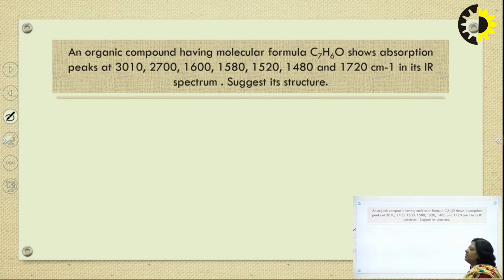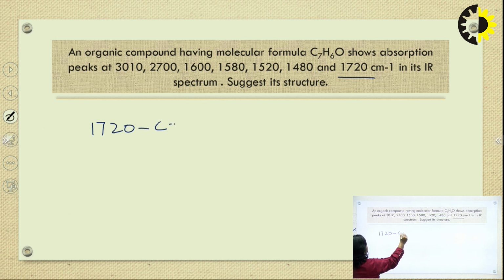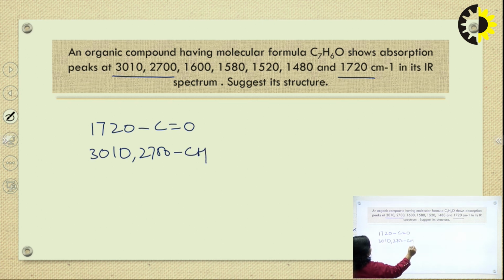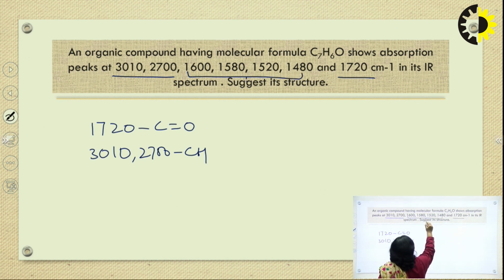How many peaks can we determine now? We know 1720 belongs to C double bond O. We know a little about these frequencies: 3010 and 2700 are of the CH bond. Now, these 4 frequencies we do not know yet. They are in the fingerprint region.